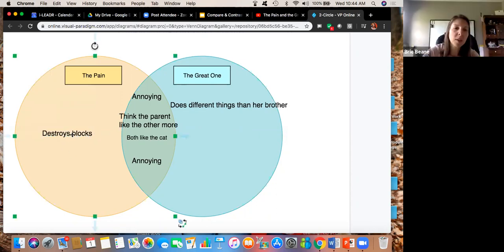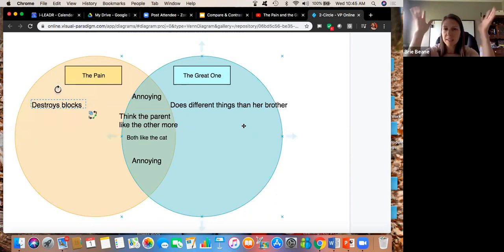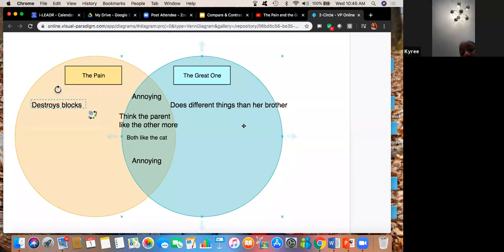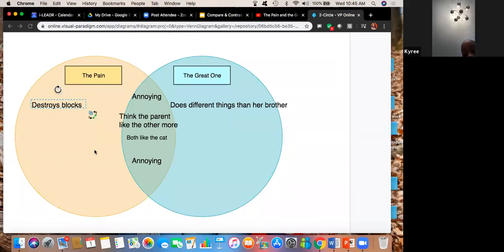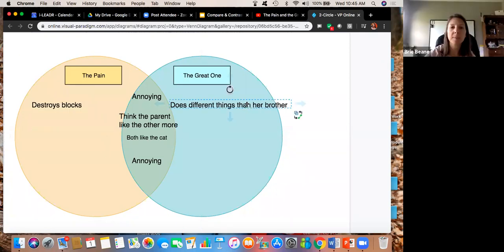He likes to destroy the blocks. Good job, Kyrie. Give him silence. Silence. Good job. Rylan, go ahead and mute yourself, Kyrie. Rylan, what's something that you want to add?